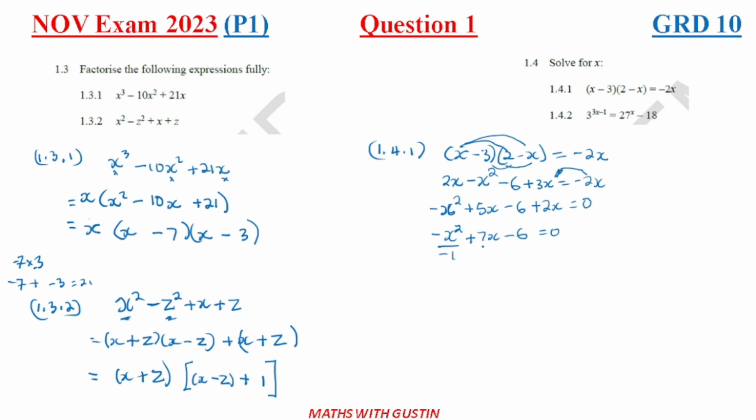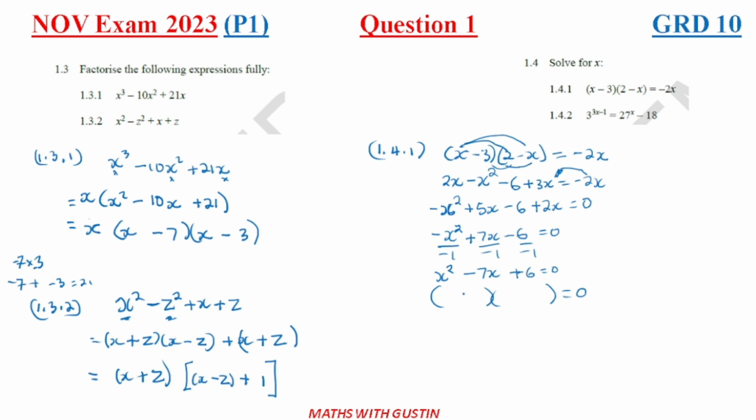Negative 1 here, negative 1 there, negative 1 there, so that we are left with a positive x squared here. Negative times negative is going to give us positive x squared, then minus 7x, then here we're going to have plus 6. Okay, so now we are left with a trinomial, the one we are familiar with. Now we need to factorize this trinomial here.